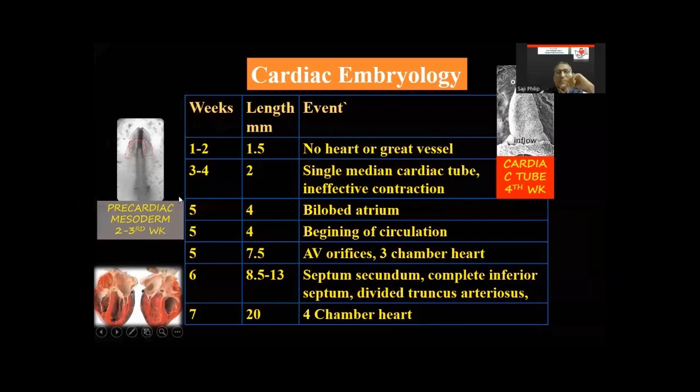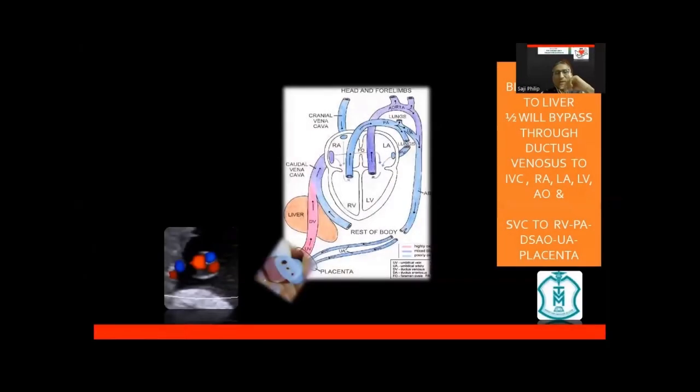So the cardiac embryology I had mentioned. In the first 2 weeks, no heart, no great vessel. Only the pulsation will start in the 4th week, that means 21 days of time. The cardiac C-tube will develop and slowly fold, and then the circulation will start slowly. And this arterial duct arises from the 6th aortic arch.